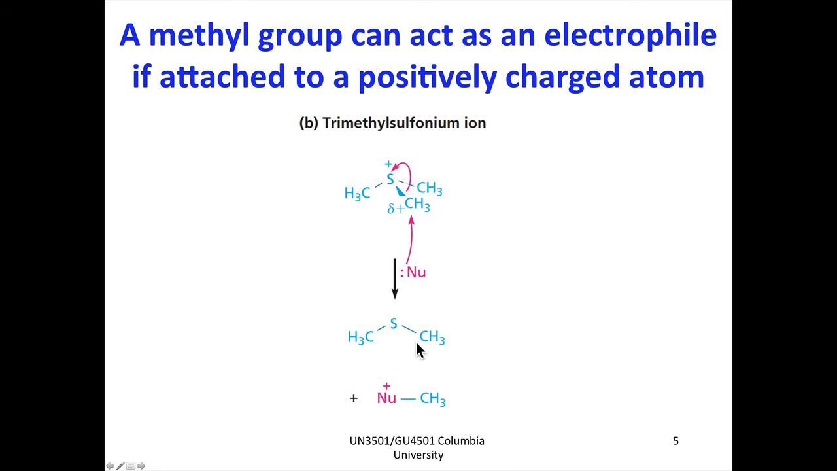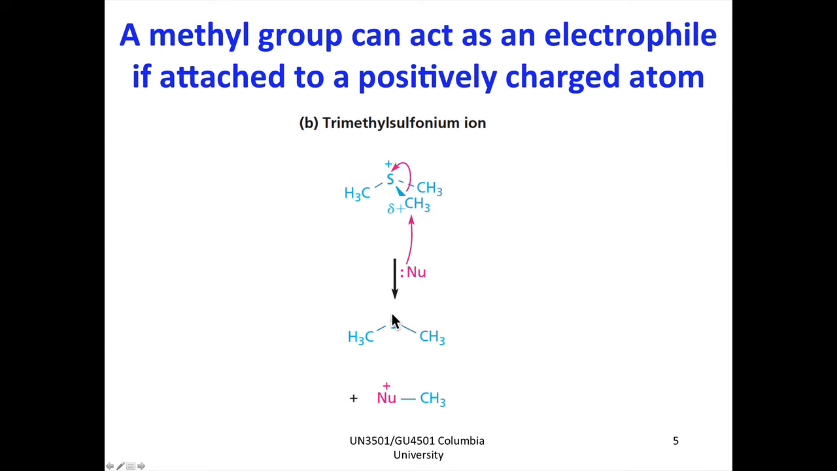A methyl group can actually act as an electrophile in some cases if it is attached to a positively charged atom. We see this in biochemistry sometimes. We have a methyl group attached to a positively charged sulfur. So now an electron-rich atom, a nucleophile, can come in, attack the carbon, which is relatively electropositive here, and then we can push the electrons breaking the sulfur-carbon bond onto the sulfur.